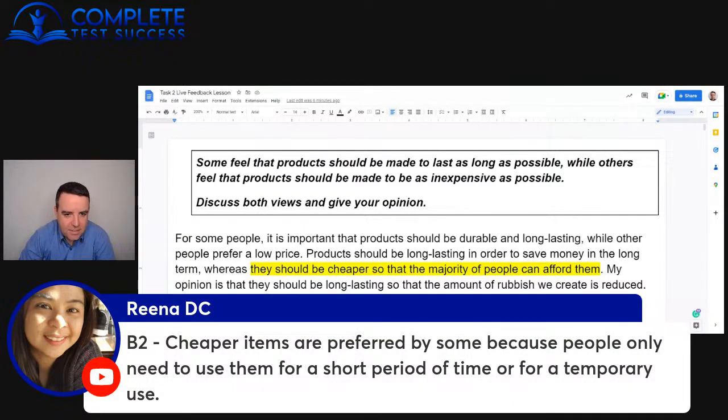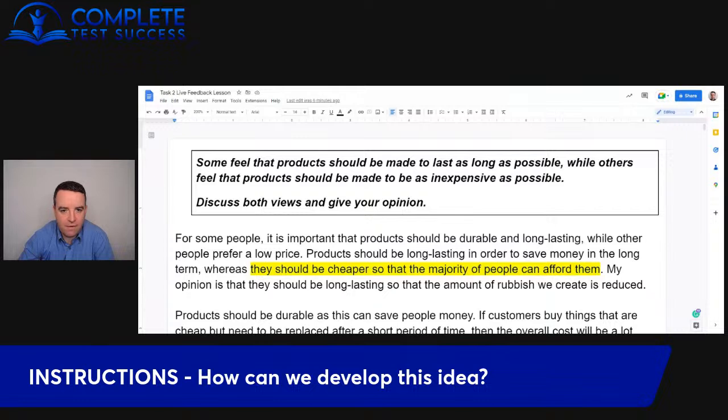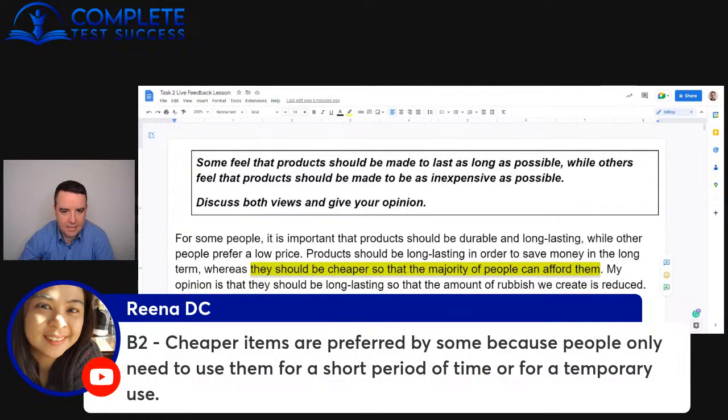Okay, Rena. Cheaper items are preferred by some because people only need to use them for a short period of time or for a temporary use. Now, that is fine, but it's not the idea we're looking at here. So we said they should be cheaper so that the majority of people can afford them. Now, if you had your own essay and you were writing this, that some products, people don't want to use them for a long period of time. So that's fine to say that.